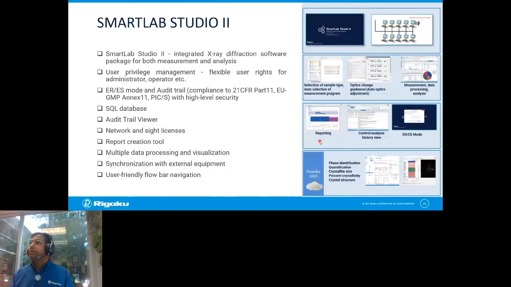SmartLab Studio 2, the software, is an integrated X-ray diffraction software package for both measurement and analysis now. So everything is included in one package. You can perform analysis while the data collection is going on. User privilege management, you have flexible user rights for administrator, operator. So you can do the audit trail, which we have said several times. ER and ES mode are possible. SQL database data can be transferred. Audit trail viewer, network and site licenses, report creation tool, multiple data processing and visualization tools are present, synchronization with external equipment, and a user-friendly flow bar for navigation.